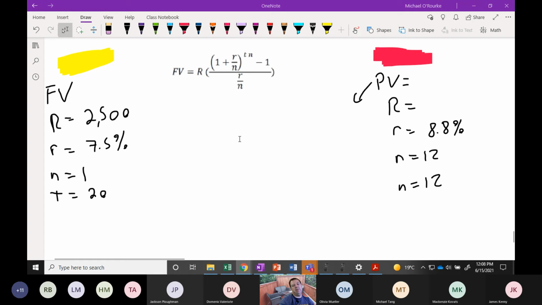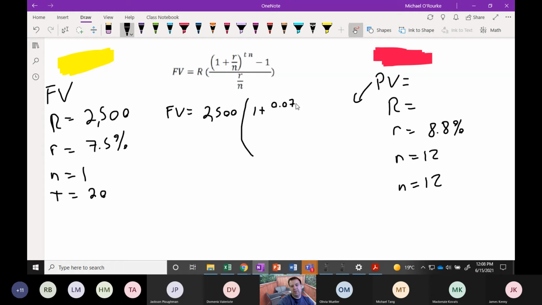So I'll get this one set up for everyone. Future value is 2,500, bracket 1 plus 0.075 divided by 1, which is nice, to the power of 20, minus 1.